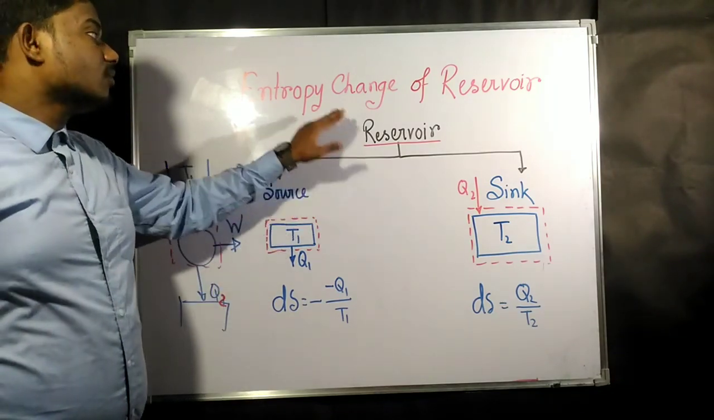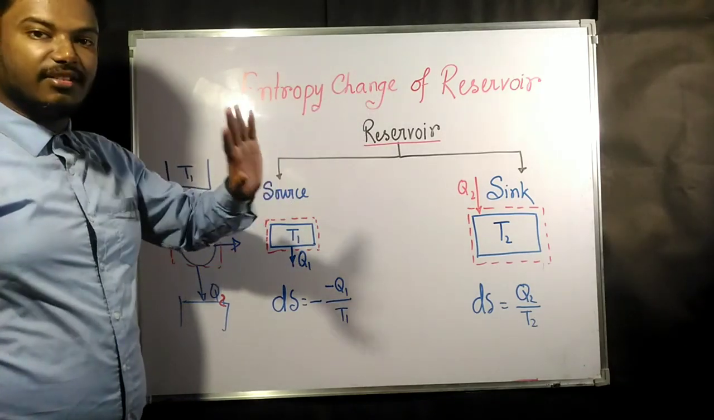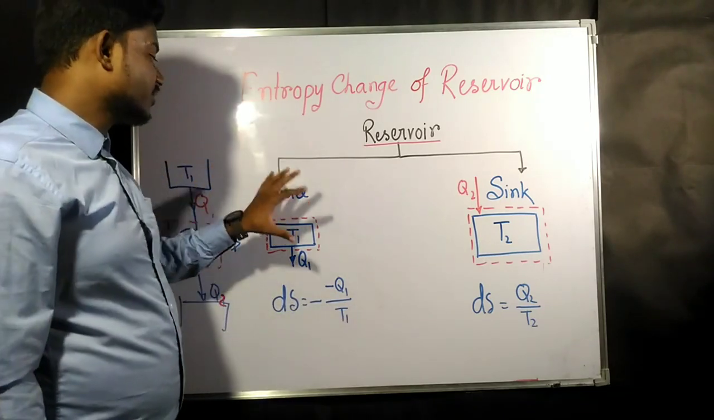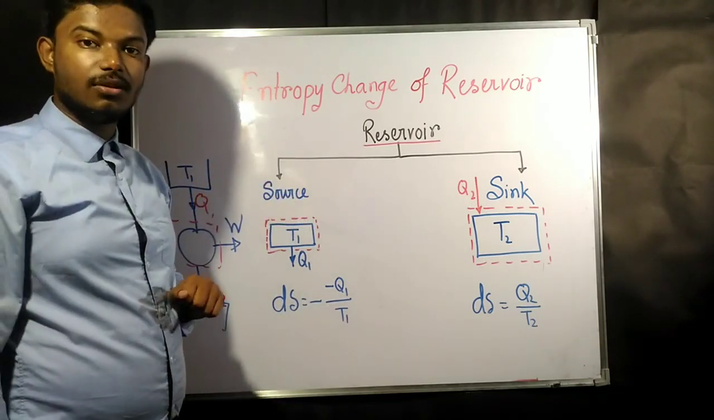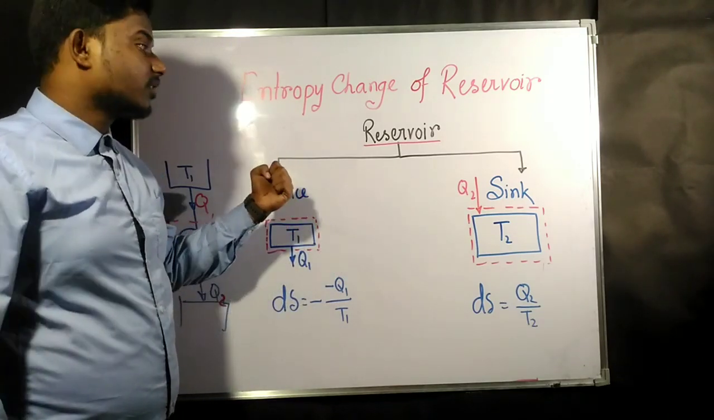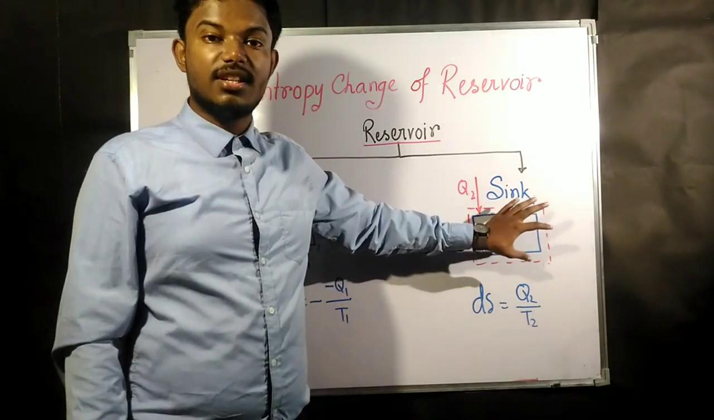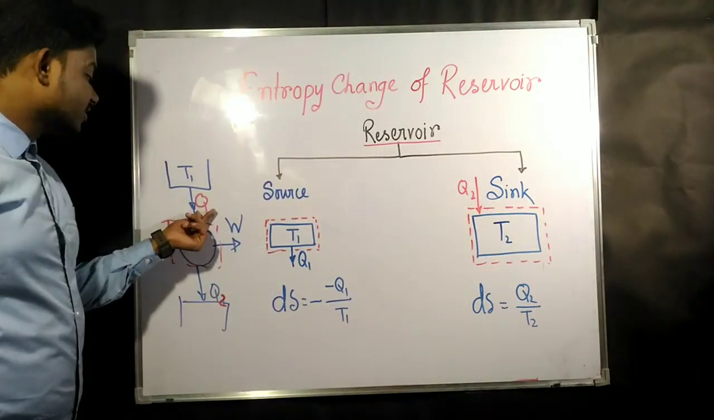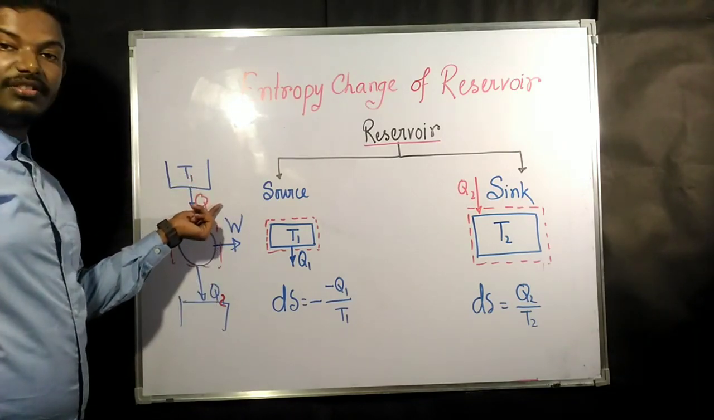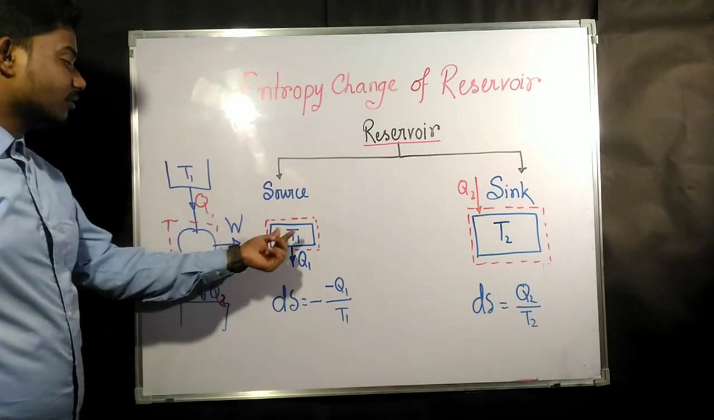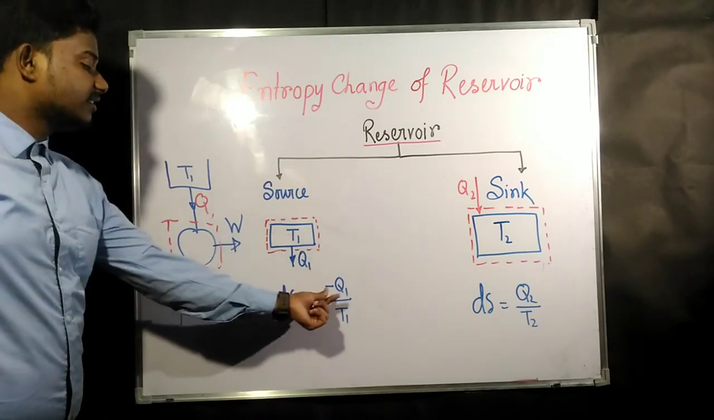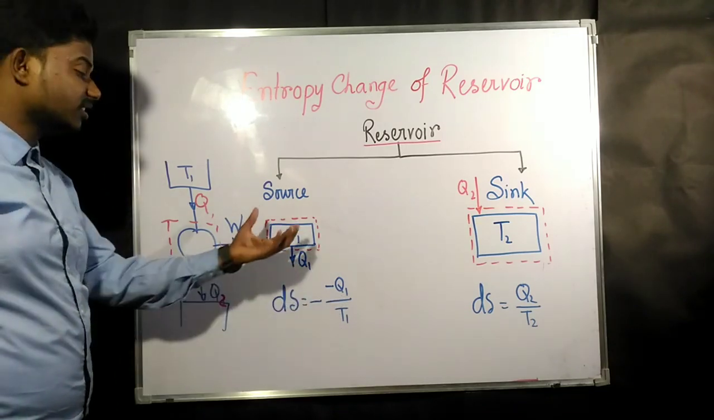Now if you want to find the entropy change in a reservoir, suppose only for the sink, you have to consider the source as a system. Similarly, in the sink also you have to consider the sink as a system. Whatever heat was coming from T1 was positive for the cycle because it was going into the system. Now if you consider the source as the system, then this Q1 is going to be negative because it is coming out of the system.